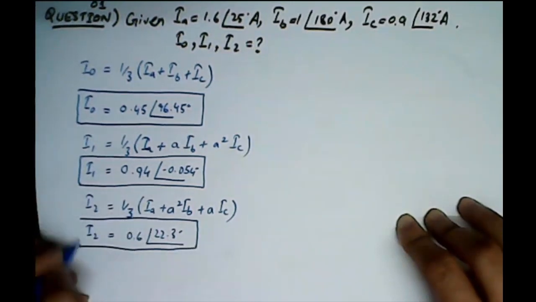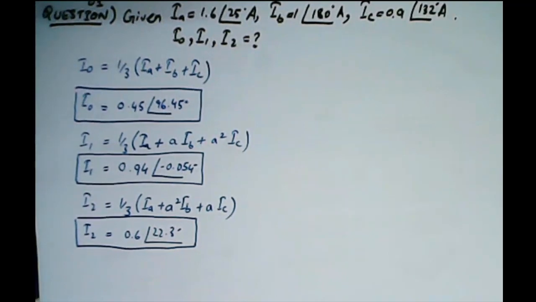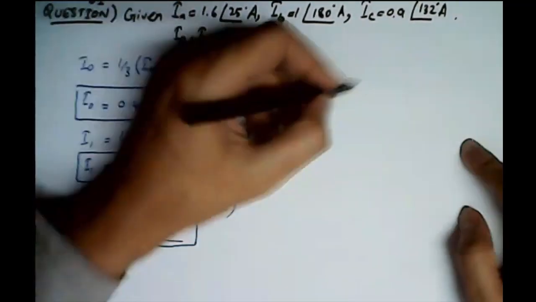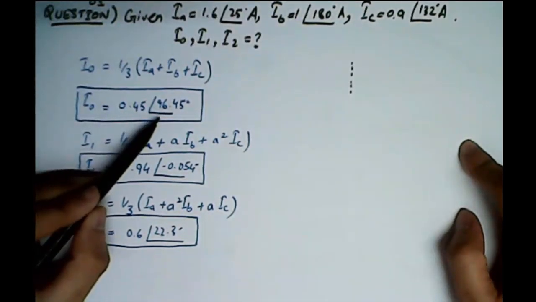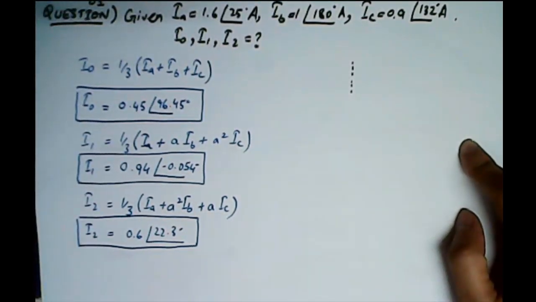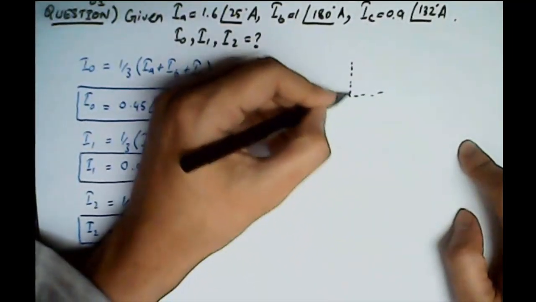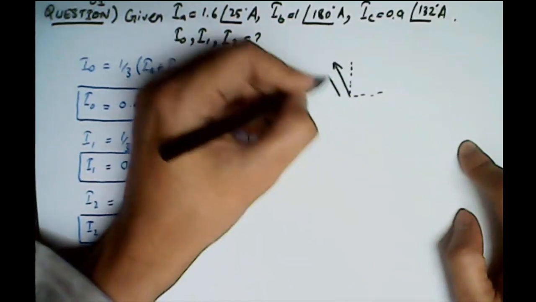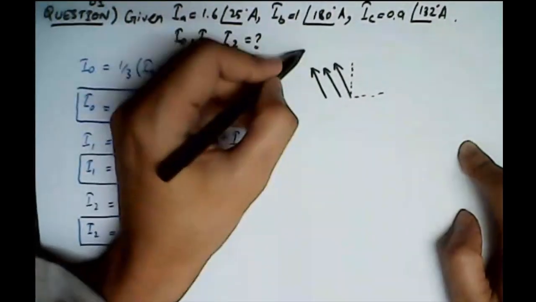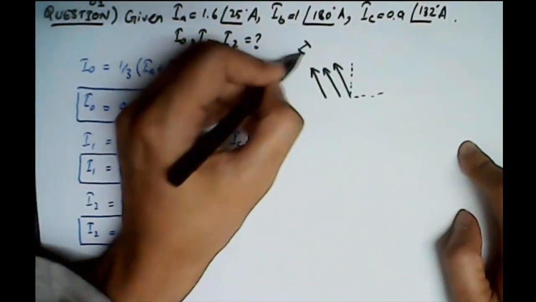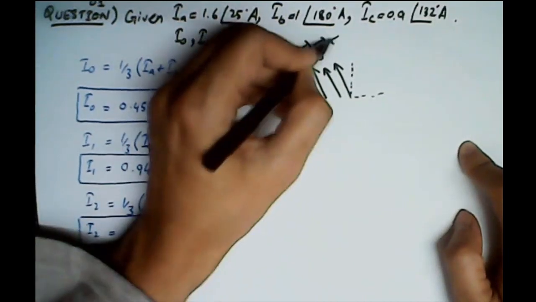So how can we draw these now? I0 we know is the same, and the angle is 96.45 degrees. This is 90, this is 0, so somewhere here, and all these three will be the same. So this would be IA0, IB0 and IC0.